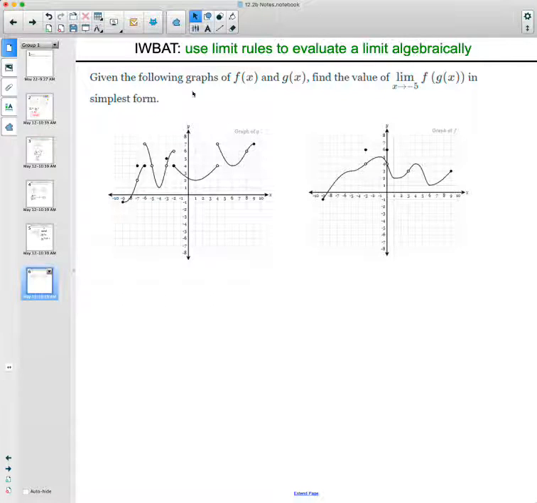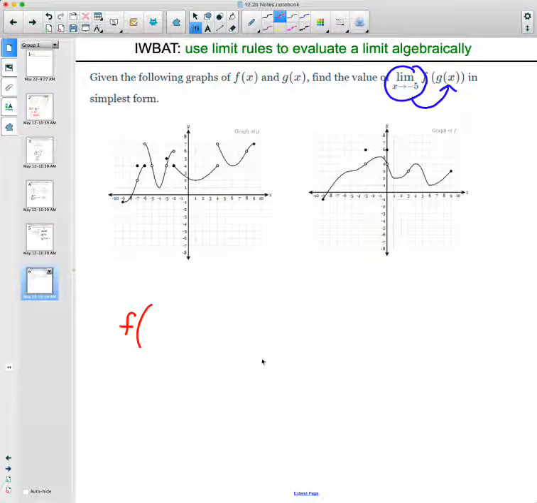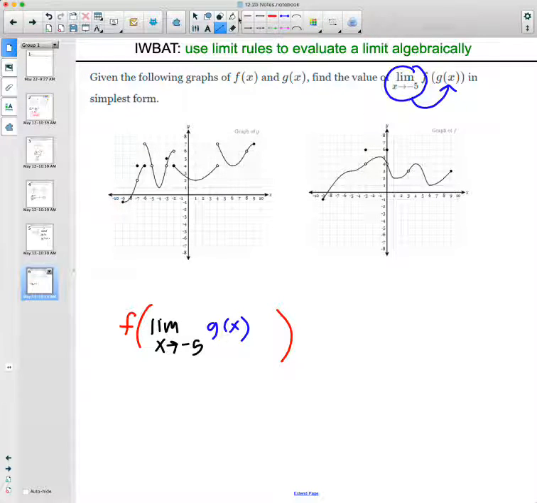This one is doing limits of composition. So this one's a little bit different because we're going to need to do the limit of the inner function and then use that in the f function. So we've got the f function on the outside, and then on the inside we're going to do the limit as x approaches -5 of g of x. So we'll evaluate this limit of g of x and then actually plug that number into f instead of doing the limit again. So we're going to go to the g function, which is right here, and we're going to do the limit at -5.